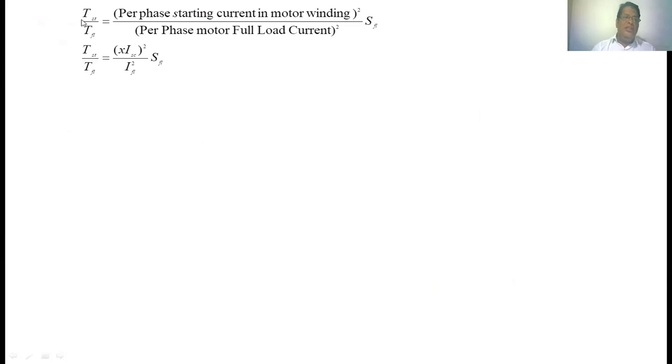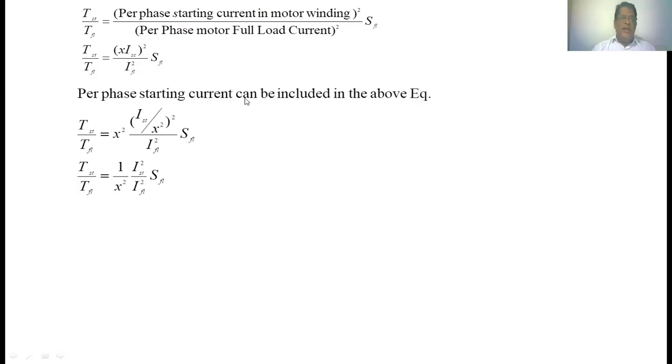Now here, this is the general expression for the starting torque to the full load torque. The starting torque with an auto transformer to the full load torque is equal to the per phase starting current in the motor winding divided by the per phase motor current at full load, whole square, into the slip of the induction motor at full load. The per phase starting current taken by the motor with the auto transformer starting is equal to X into ISC, whole square, divided by IFL whole square into SFL.